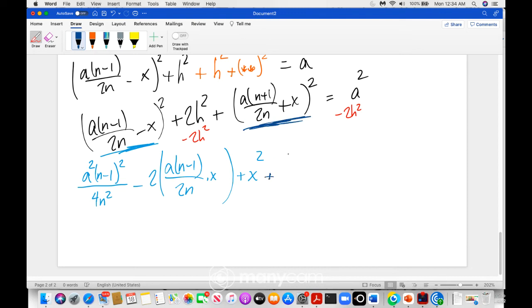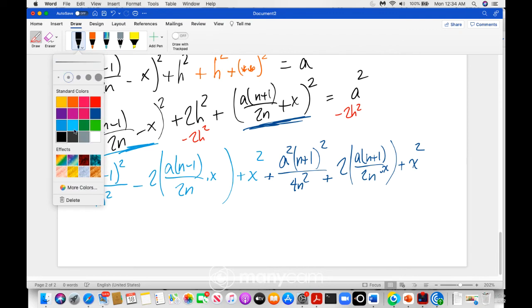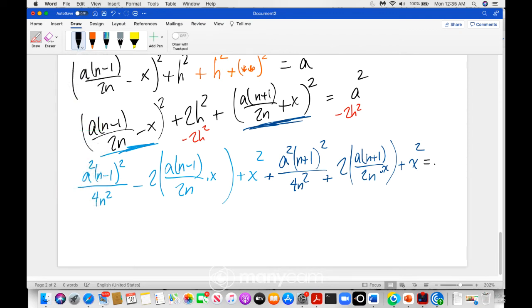Plus a squared (n plus 1) squared over 4n squared, plus 2 times the product of that term and x, plus x squared equals a squared minus 2h squared.